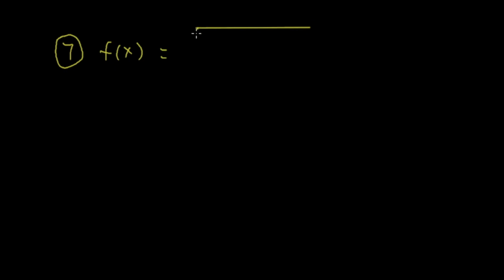Okay. Let's look at the last example. Example 7. Let's say f at x is equal to the square root of 4x squared plus 2, all divided by 3x plus 3. Now, let's look at this function here.